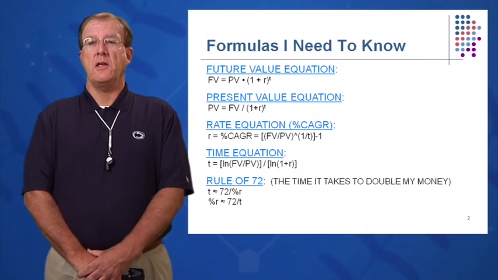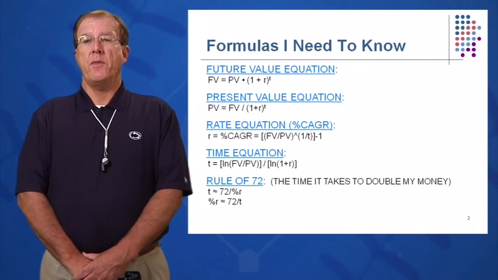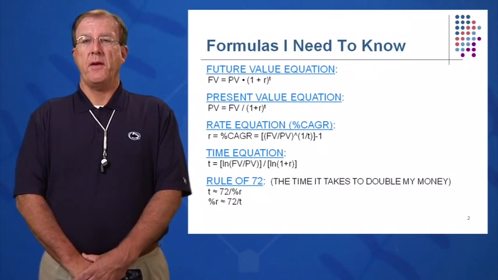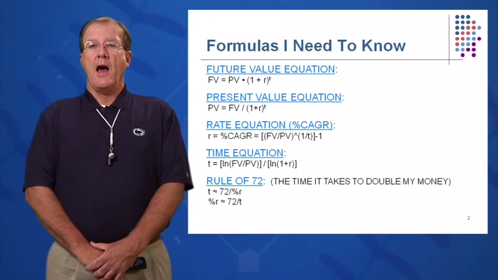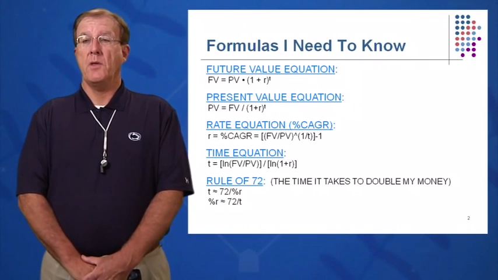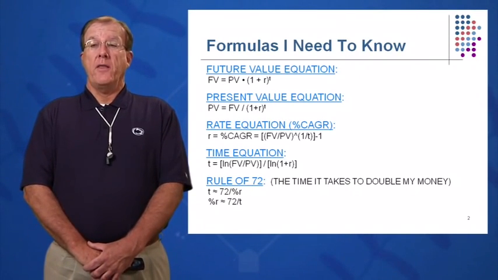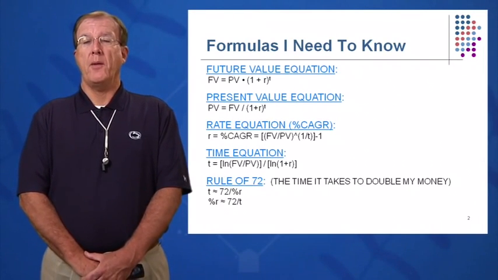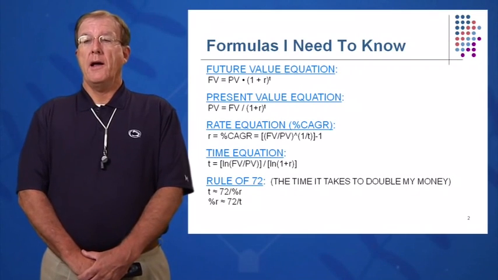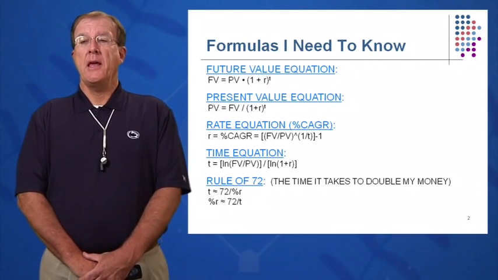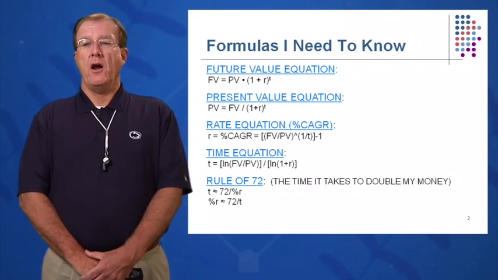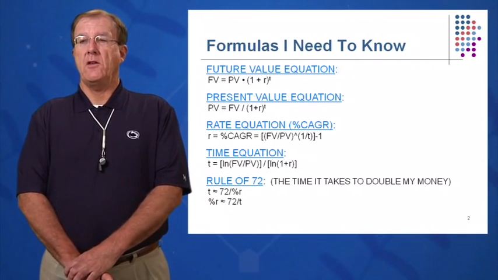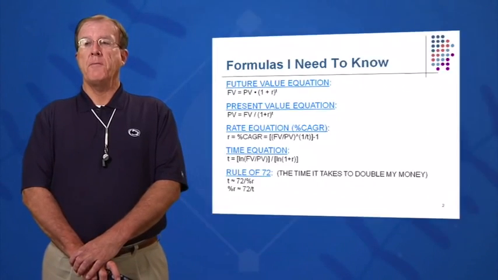What it tells you is the rate you will have to earn on your money to double your money in a specific period of time, or conversely, the amount of time it takes to double your money at a certain rate. So the equation is rule of 72, t equals 72 over r when I'm trying to calculate the time it takes to double my money, or conversely, percent r equals 72 over t. Basically, you just divide into 72 to solve for r or t.